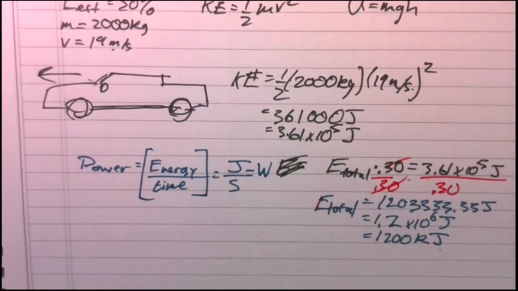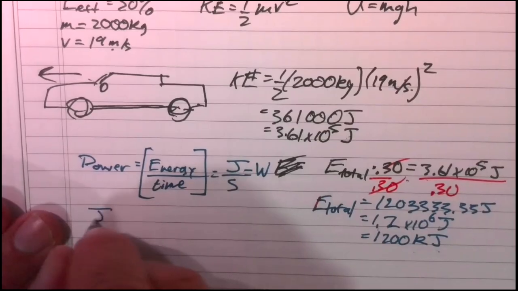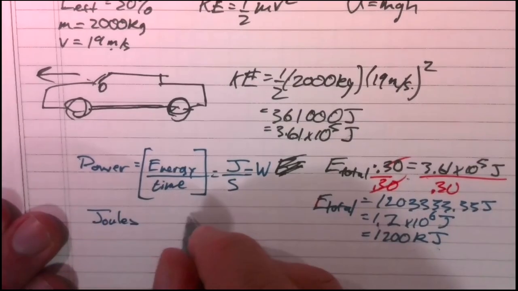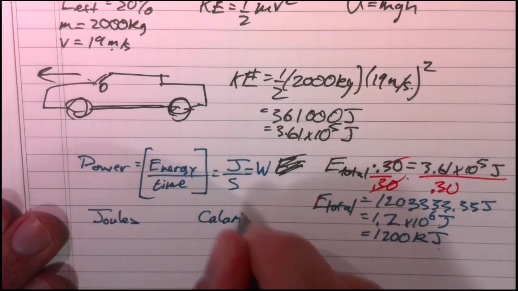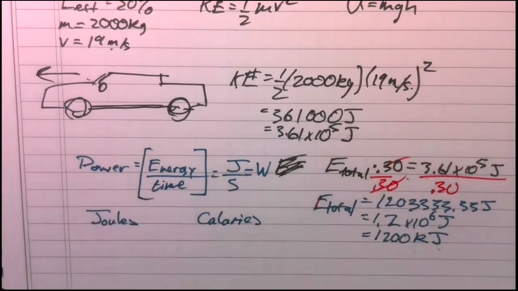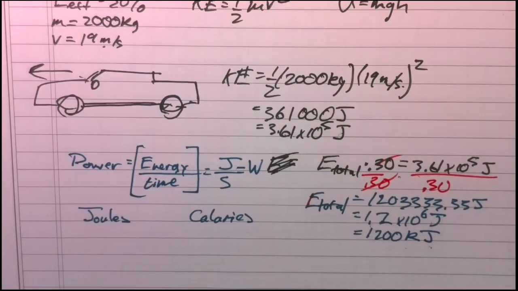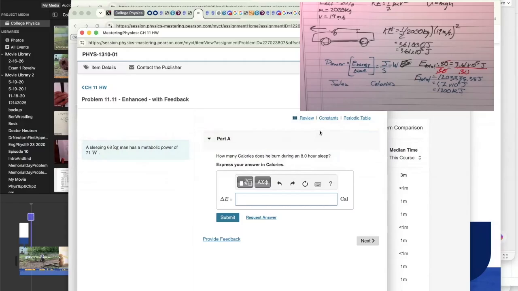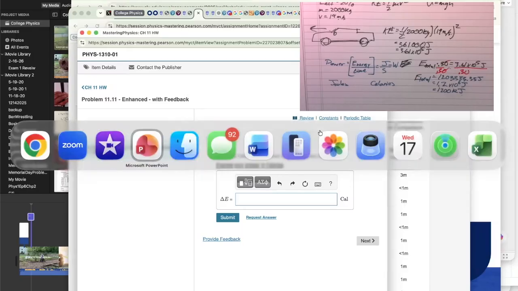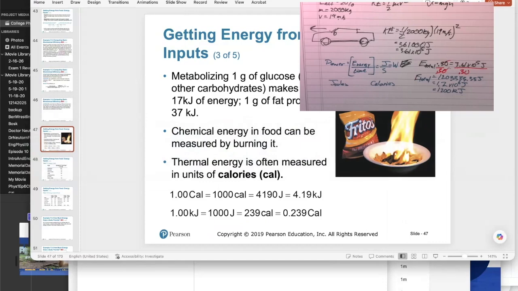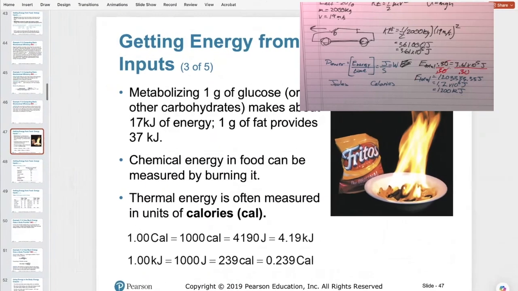Okay, and we also need to talk about different forms of energy. There are two main ones: joules, and also calories. All right, let's look at another problem. A sleeping 68 kilogram man has a metabolic power of 71 watts. So we need to find the conversion between joules and calories. All right, so let's check this out.